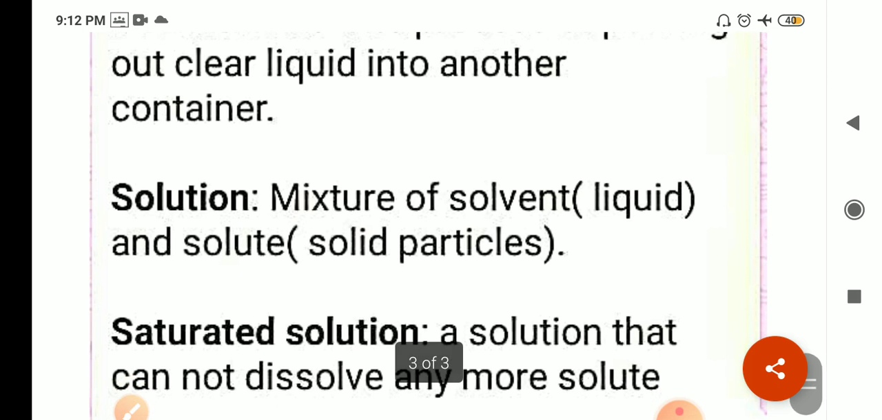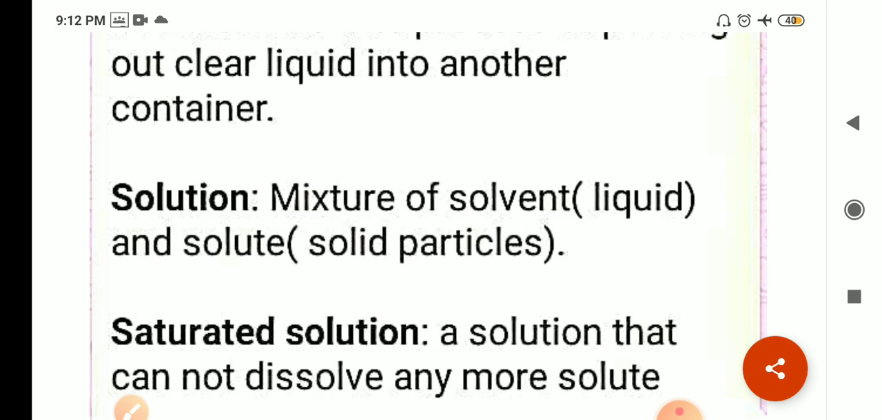Now next is solution. What's the solution? Mixture of solvent and solute is called solution. Then what is solvent? The liquid part is called solvent, and the solid particles which you are dissolving in it are called solute, right? So simply we can say mixture of the solvent and solute is called solution.